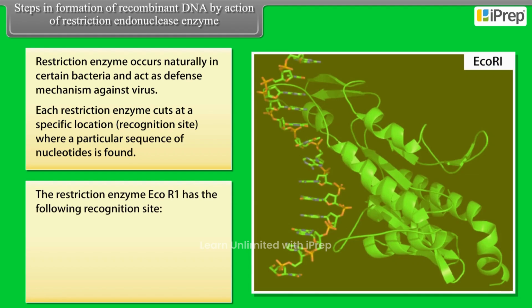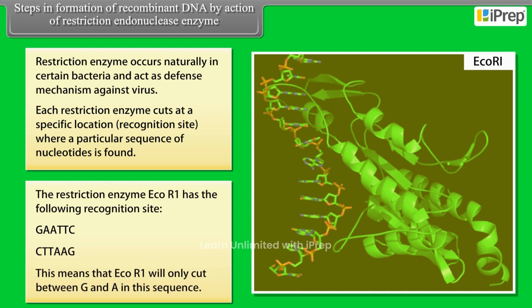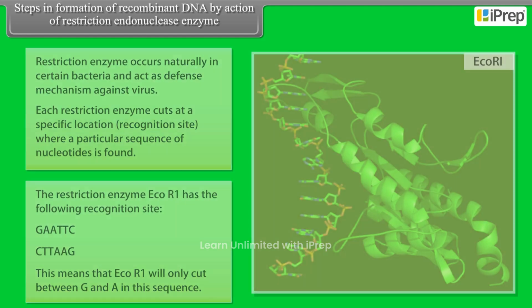The restriction enzyme EcoR1 has the following recognition site: GAATTC, CTTAAG. This means that EcoR1 will only cut between G and A in this sequence.